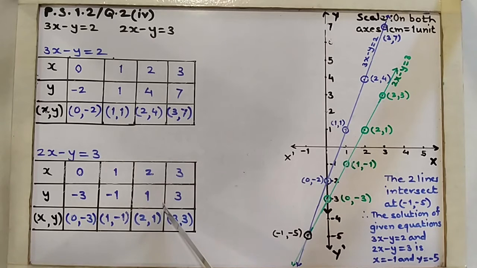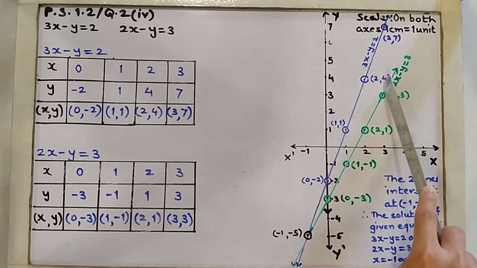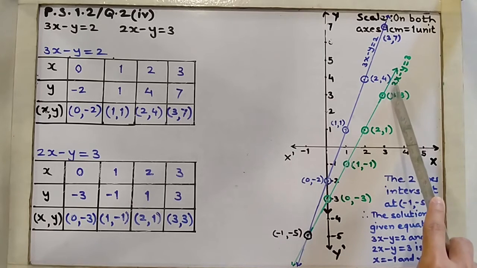Coming to the third point, it is 2 comma 1. X coordinate is 2 and y coordinate is 1. Both x and y coordinates are positive. So see, the point is going to come in the first quadrant. And the last point is 3 comma 3. X coordinate is 3 and y coordinate is also 3. Both the coordinates are positive, so again the point will lie in the first quadrant.